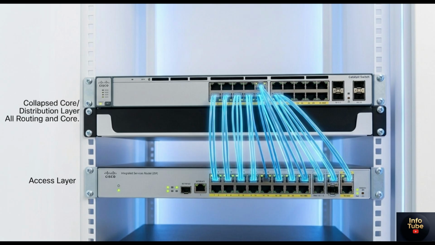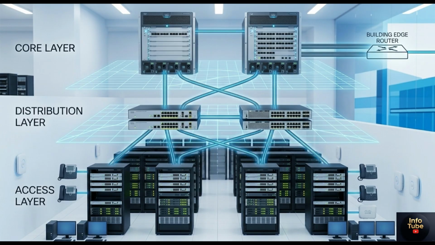Next is Objective 1.2b, the three-tier architecture. This is the classic design for large buildings or campuses. It adds a middle layer. You have the access layer at the bottom, the distribution layer in the middle to group floors together, and the core layer at the very top to move data at high speeds between different sections of the network. This design makes it very easy to grow the network without causing traffic jams. Objective 1.2c covers spine leaf architecture.